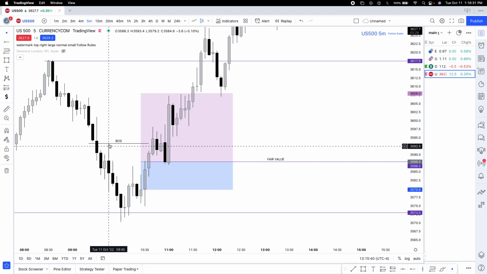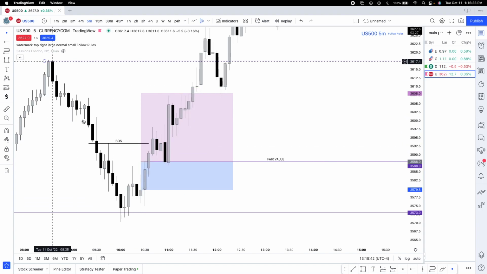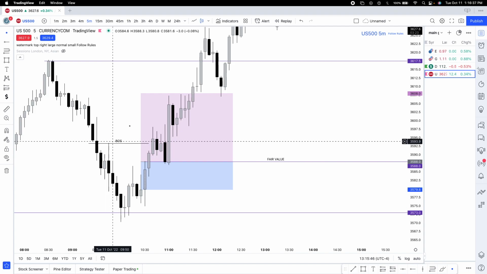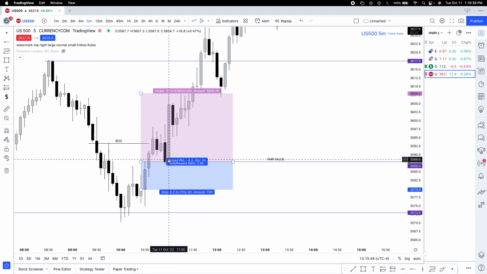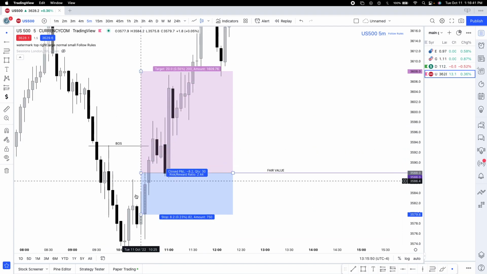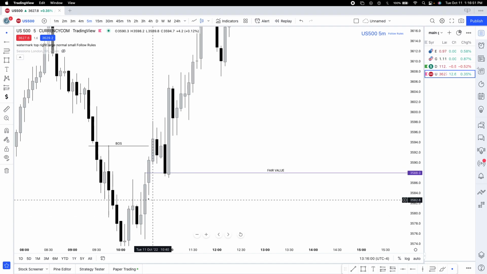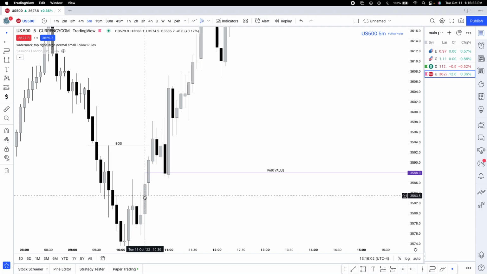After price took out the short-term high, remember, I'm already expecting bullish pressure to come into the market. So I waited for price to come back down inside of a fair value gap. Where's the fair value gap? Right here. Let's delete this long position here. We had a fair value gap printed right here at 35.88. I took a long entry right here, and my stop loss went right below this short-term low.